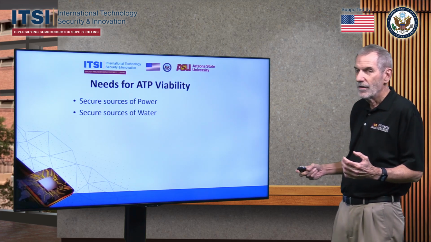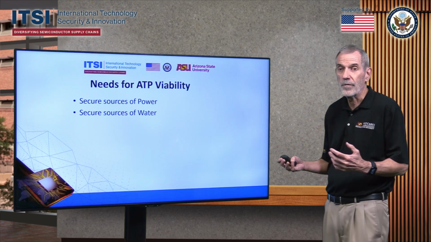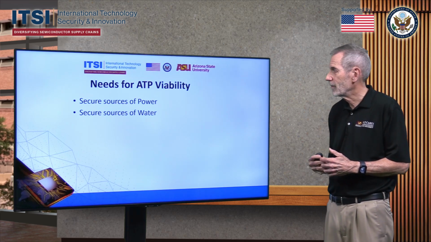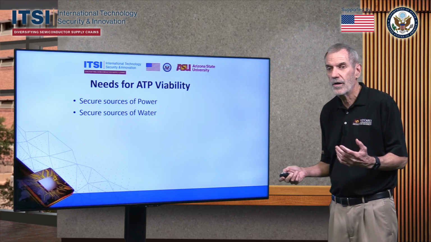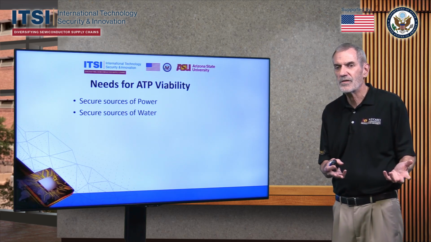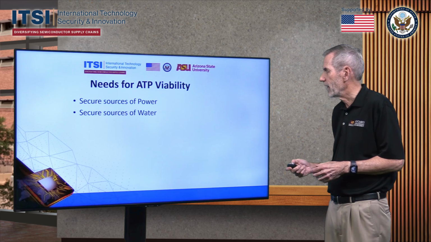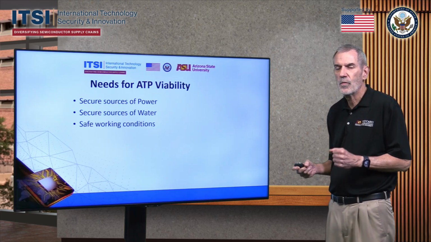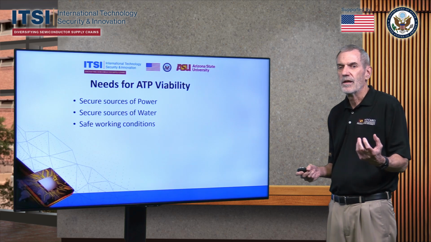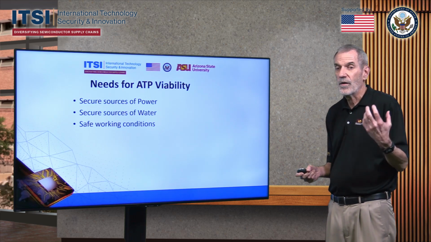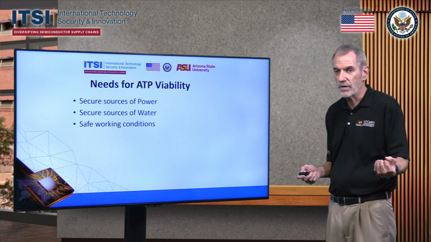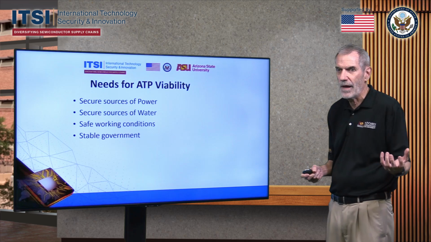You need secure sources of water. There is quite a bit of water used, so you need to make sure that you have that. Some of it will be ultra-pure water, not so much in assembly and test as in the fab, but there's still some need for that. You need safe working conditions. No international company, at least, is going to be willing to put a facility in a place where there are not safe working conditions. If there's child labor, et cetera, that's not acceptable.